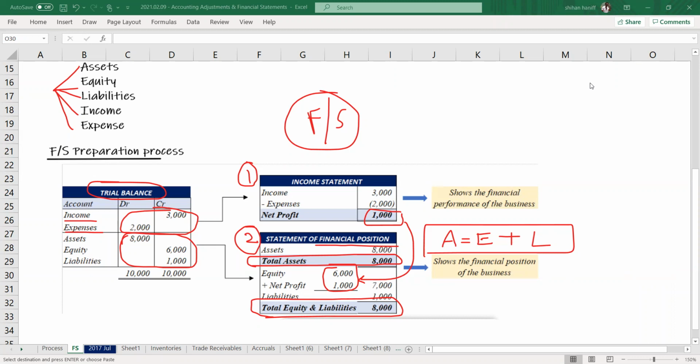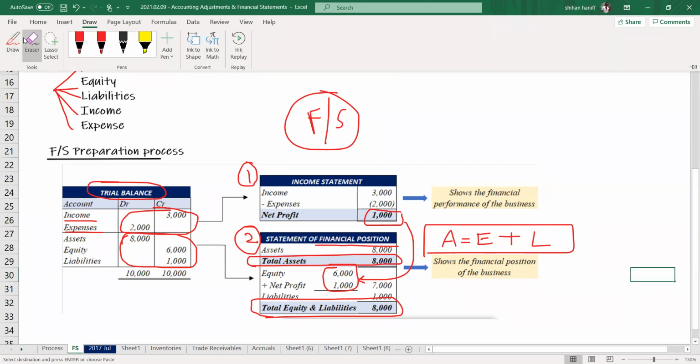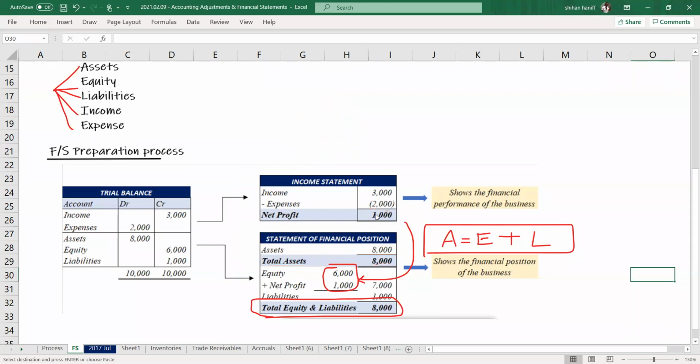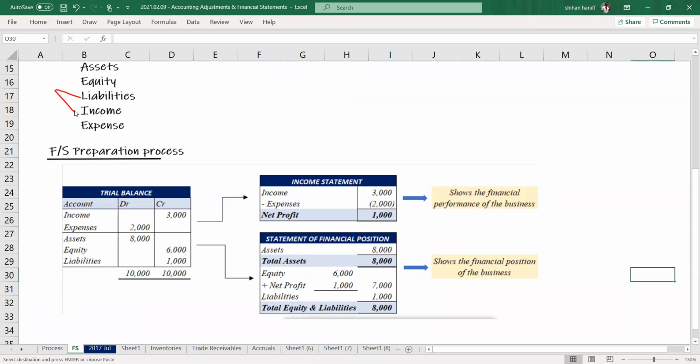Okay, so draw this. Next I will explain the format. The income statement shows the financial performance. The statement of financial position shows the financial position of the business.